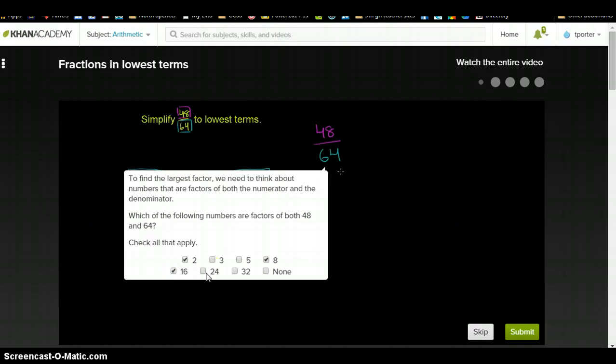What about 24? Is 24 a factor of 48? Yeah, 2 24s make 48. What about of 64? Prove it. 24 times what number would get you to 64? We know it's a factor of 48. Now we're trying to determine if it's a factor of 64 as well.